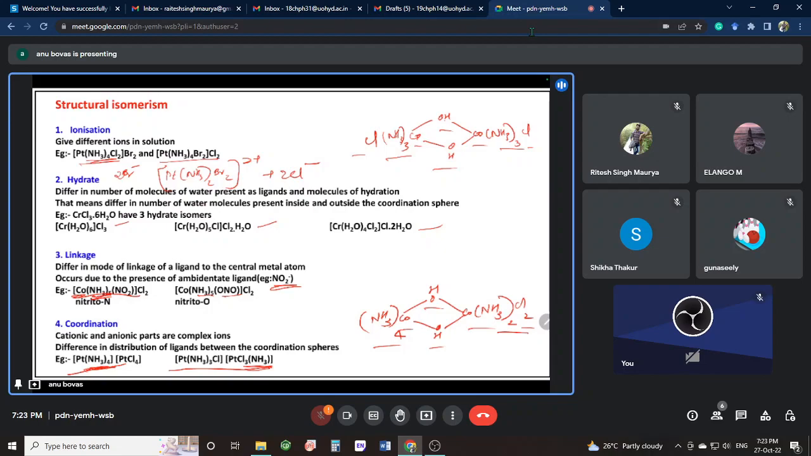So molecular formula is same, but the arrangement, distribution, or the placement of ligands with the 2 cobalt atoms is different. So this is called coordination position isomerism, which happens in bridged complexes. Coordination isomerism happens when both of them are complex ions, and coordination position isomerism is a special case where we have bridged complexes. Okay, now we know about structural isomerism.